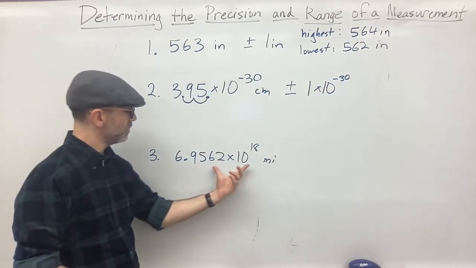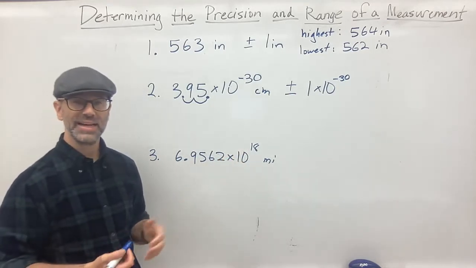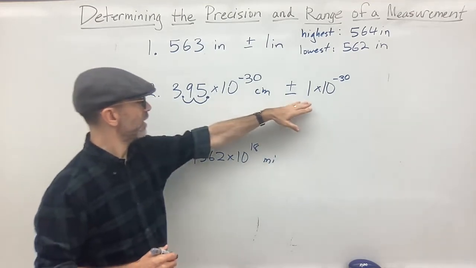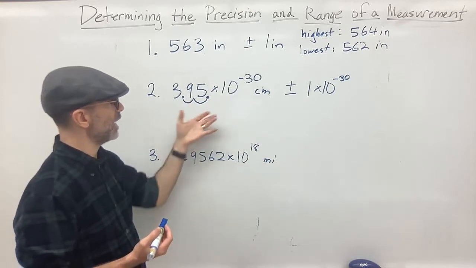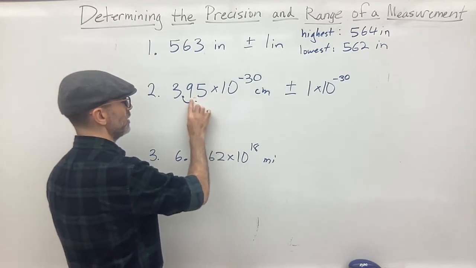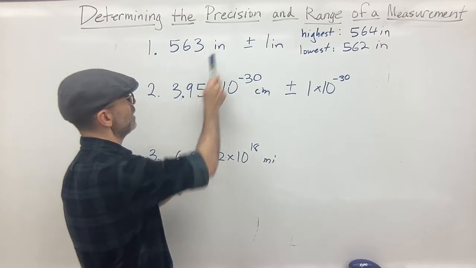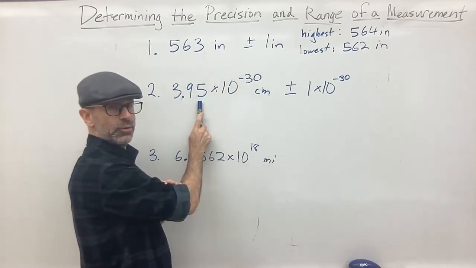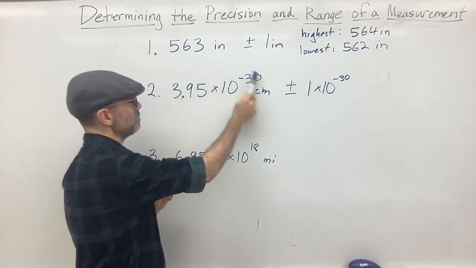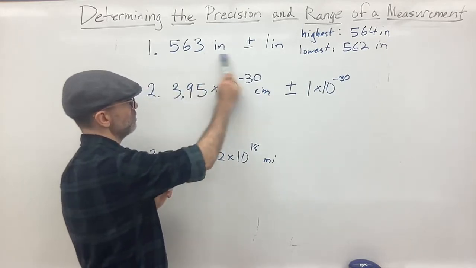What about this one? I have a large number. This is positive. I do the exact same thing. Oh, before I go on, the question is, how do I figure out the highest and lowest range? Well, you go back to the original number that they gave you, and just like I did here, to find the range, I add plus or minus 1 in the last digit, and I just keep it in this form. I don't need to write it out in standard notation.